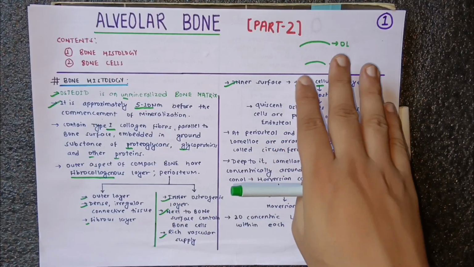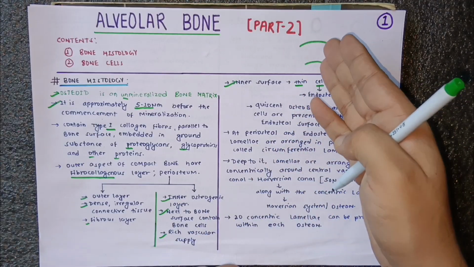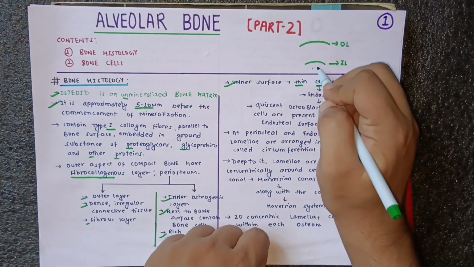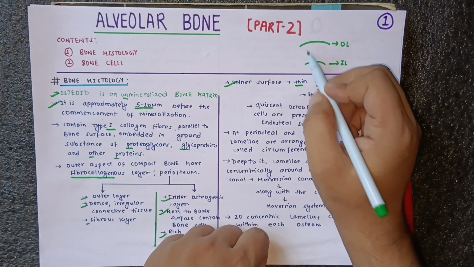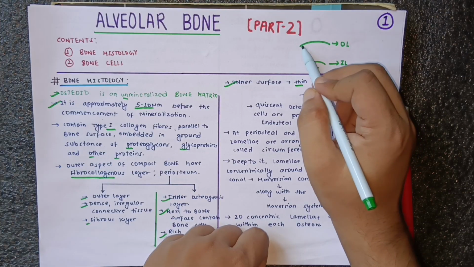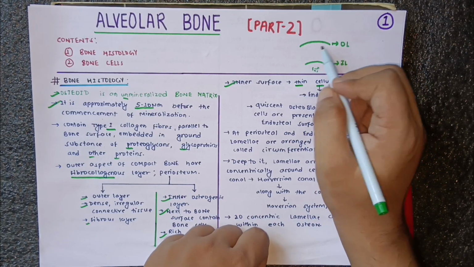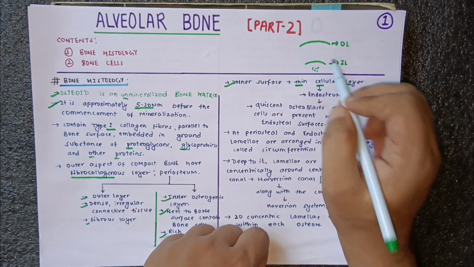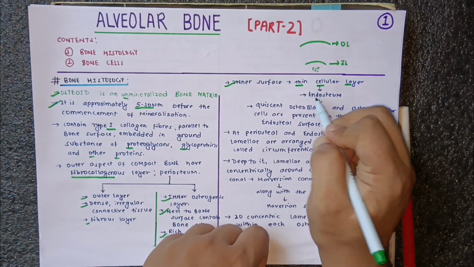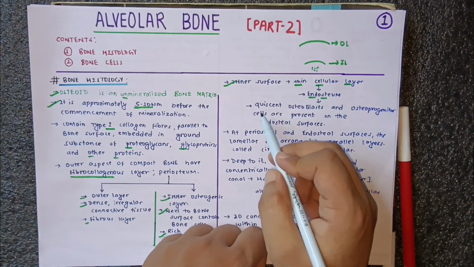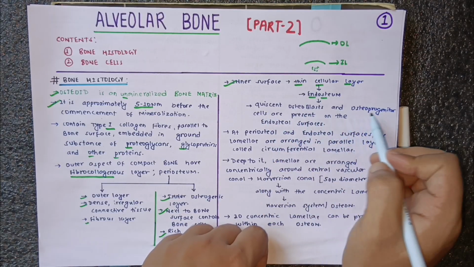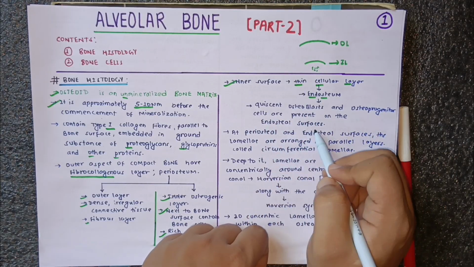Okay, and we are looking at a transverse section of the bone, and this is a medullary canal here, and this is a transverse section of the bone here. The outer layer is fibrocollagenous and the inner layer is a thin cellular layer called the endosteum. There are quiescent osteoblasts and osteoprogenitor cells present on the endosteal surface.